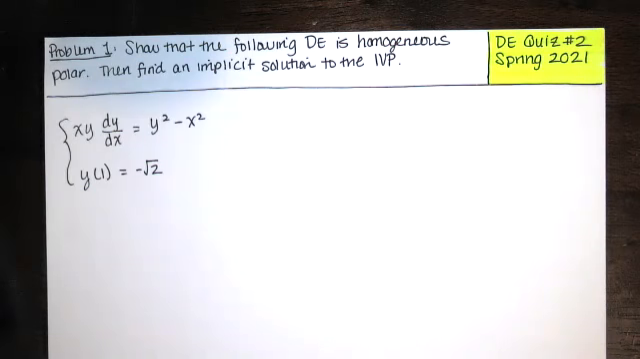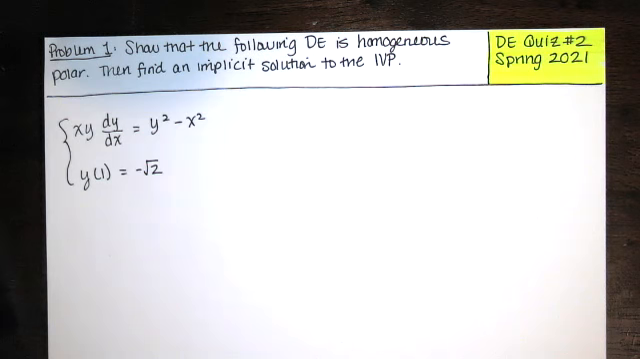In this video, we solve problem number 1 from the second quiz in the spring 2021 semester in the differential equations class, elementary differential equations at Tulsa Community College. Now, there were multiple forms to this quiz, so not every student saw this problem, but many of the students saw this problem.